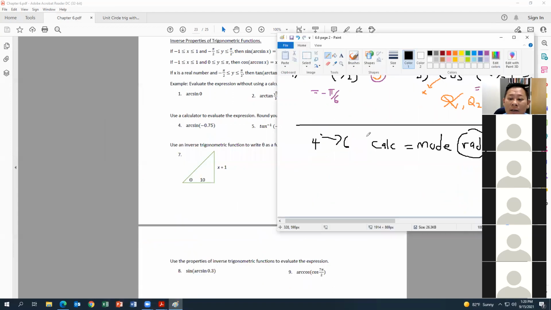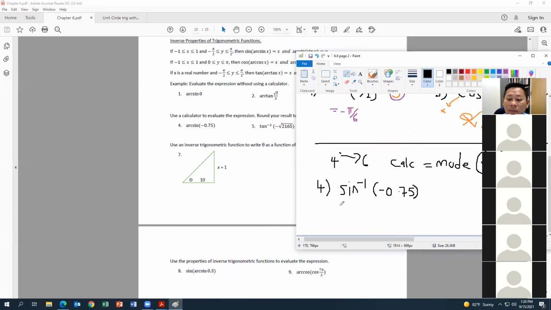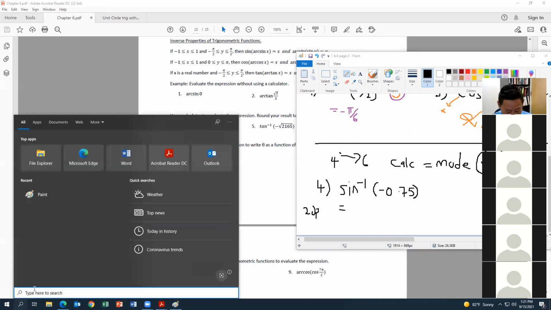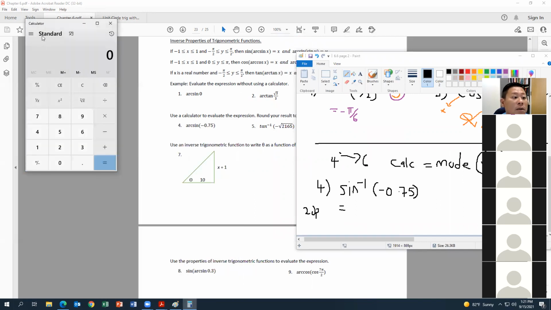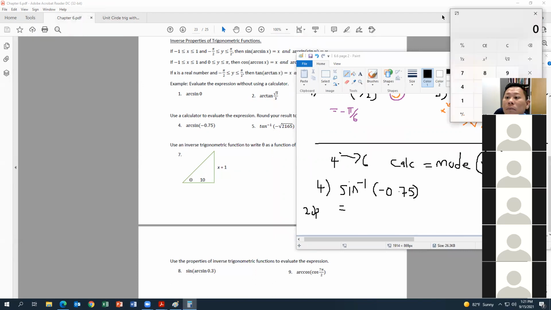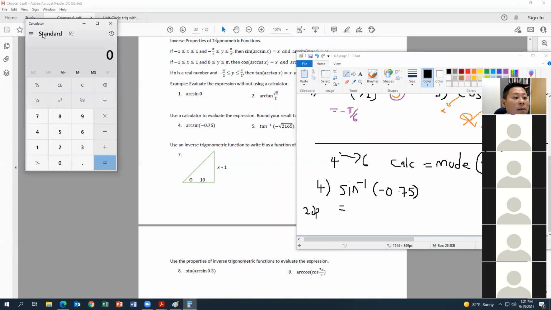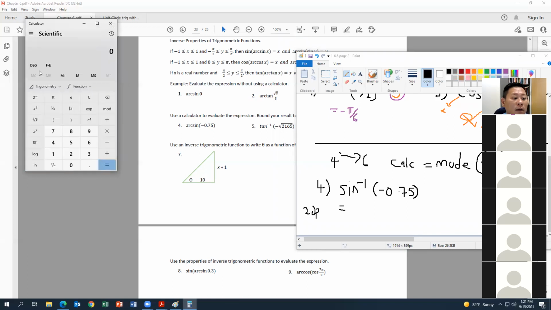And then you do the arcsine. So for question 4, you just type the arcsine, which is the sine inverse, and then you put in -0.75. Go ahead and use your calculator, and they want it in two decimal places. I need to use not the standard one. I cannot do standard here. I need to use a scientific.